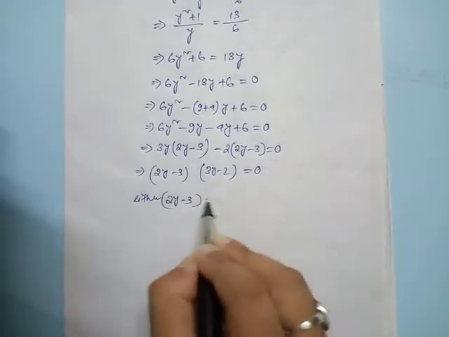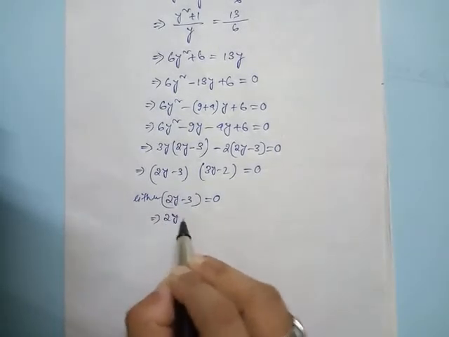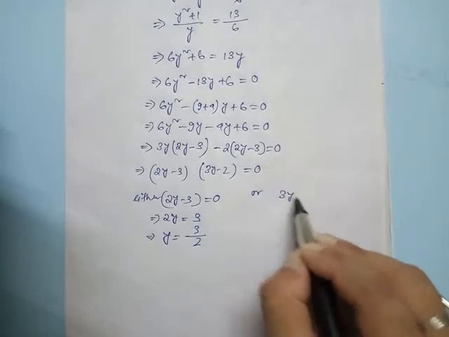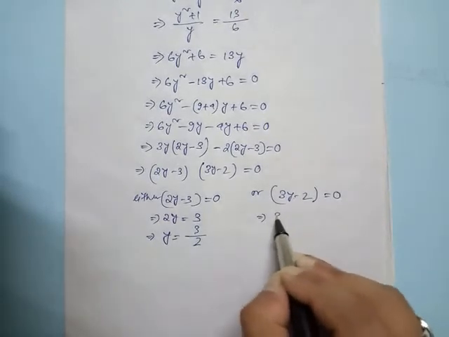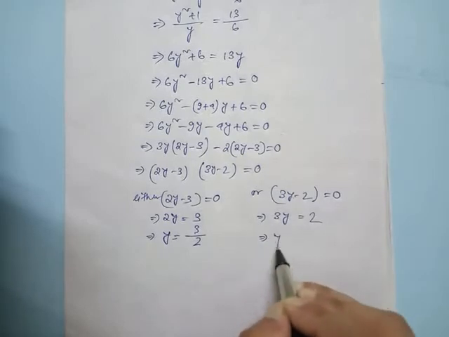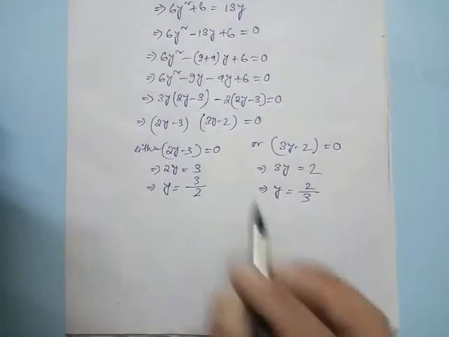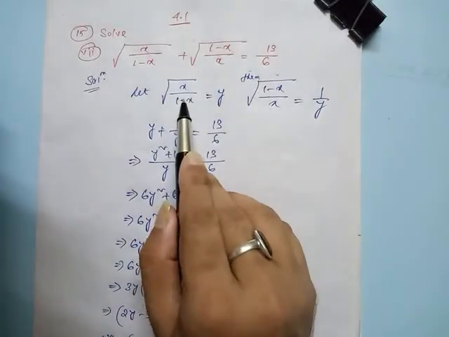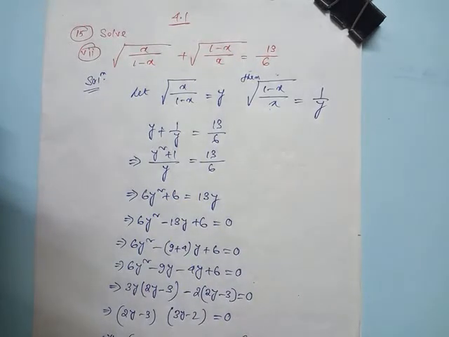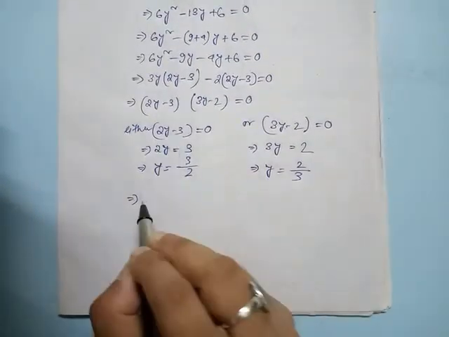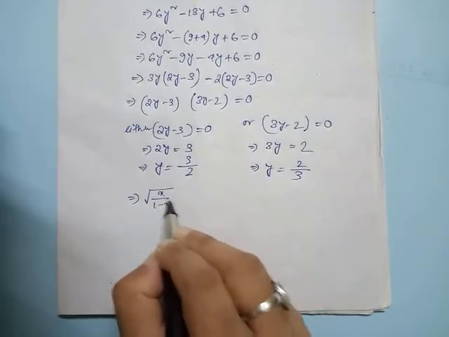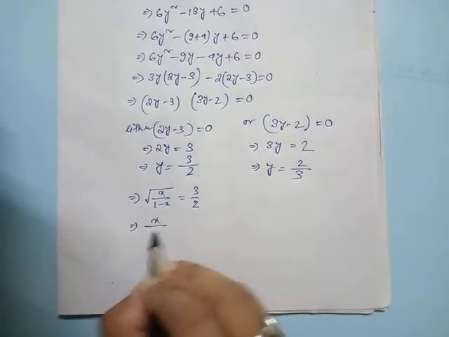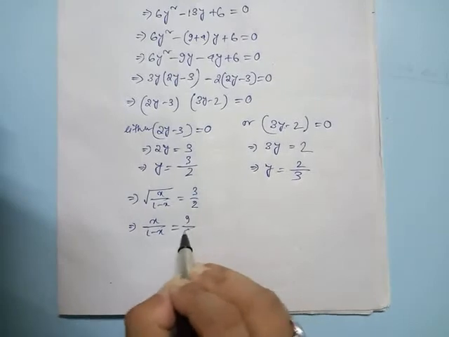Now either 2y minus 3 equal to 0, so 2y equal to 3, then y equal to 3 by 2, or 3y minus 2 equal to 0, so 3y equal to 2, then y is equal to 2 by 3. Now student, just put the value of y here. The value of y is root over x by 1 minus x, equal to 3 by 2. Now squaring both sides, the square root cancels, x by 1 minus x equal to 9 by 4.